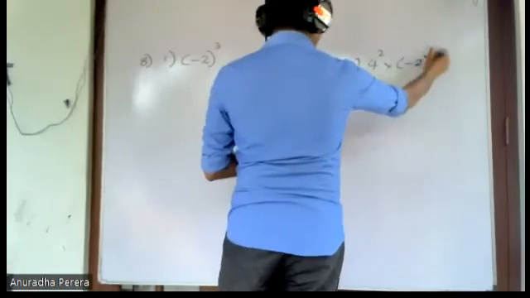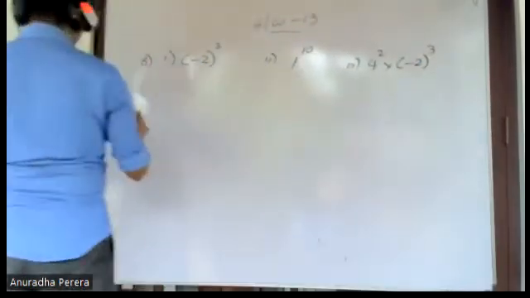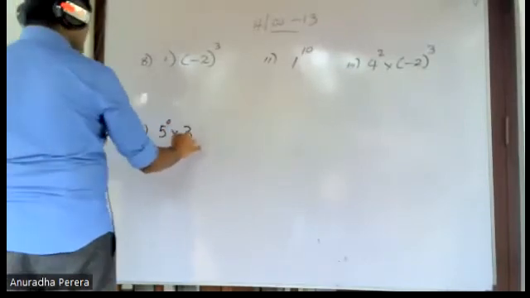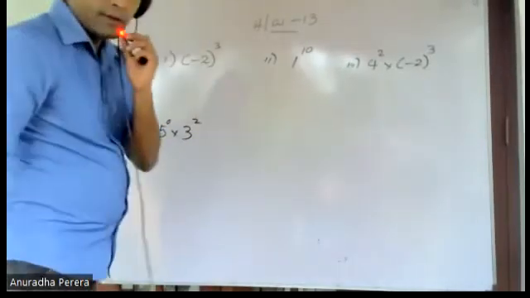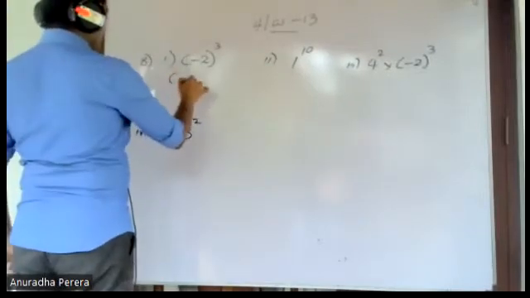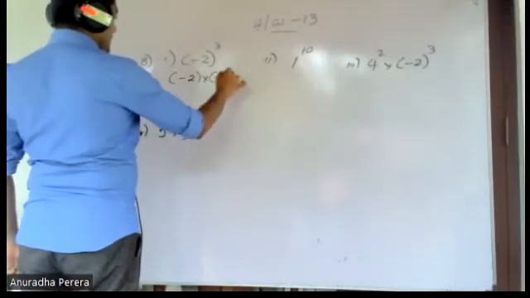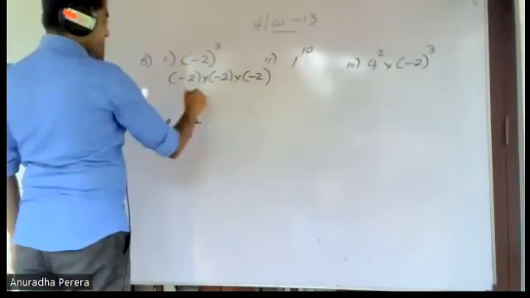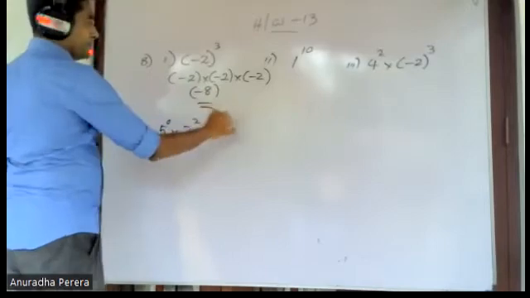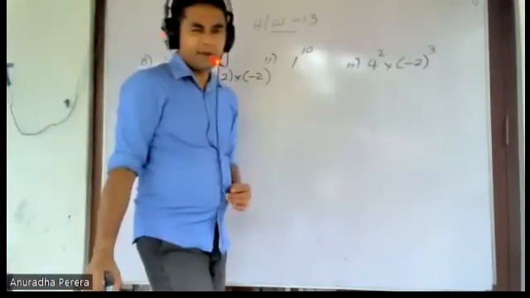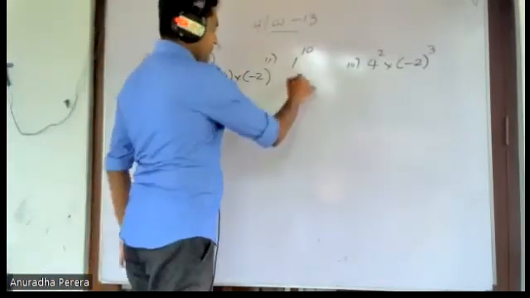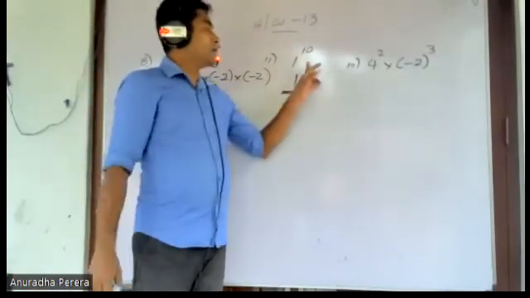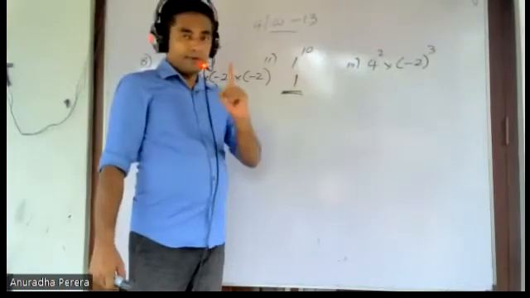Minus 2 to the power 3. 5 to the power 0. 3 to the power 2. We can expand this: minus 2 times minus 2 times minus 2. Minus into minus is plus, plus into minus is minus. The answer is minus 8. Yes. 1 to the power 10. Don't multiply it. The answer is 1. Any power of 1 is 1.